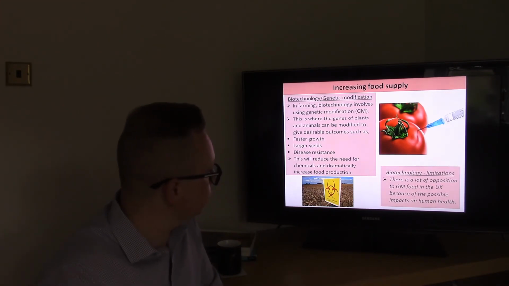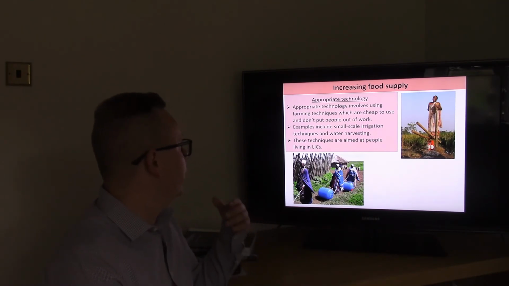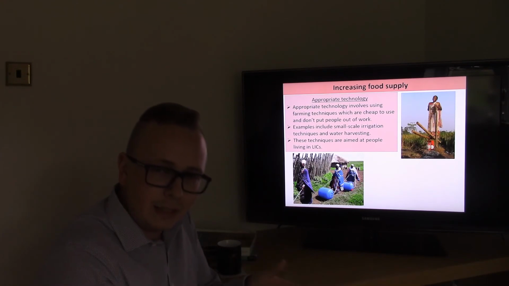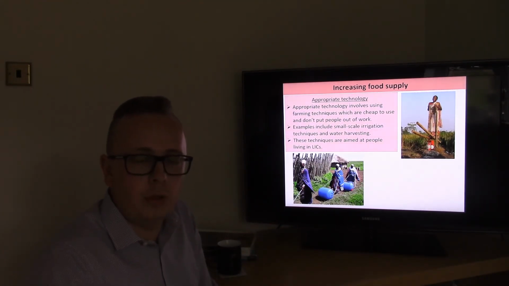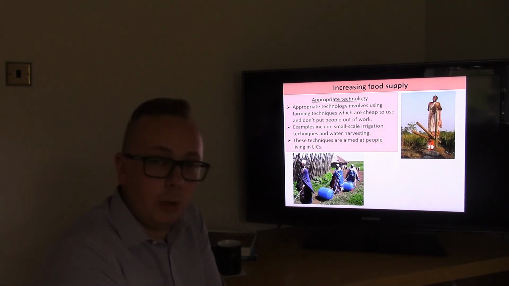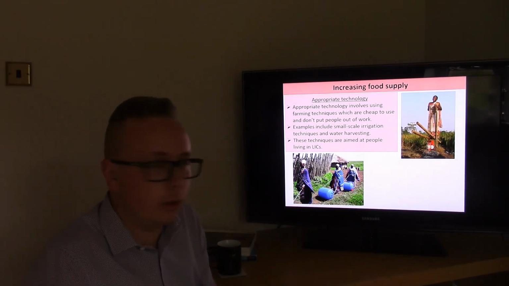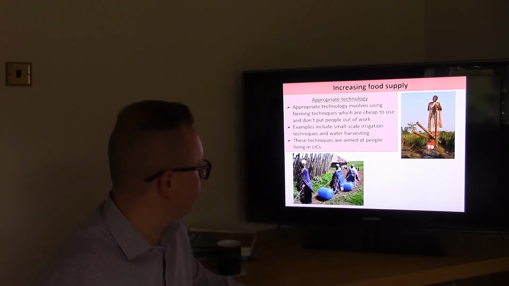And finally, appropriate technology. This involves using cheap techniques to improve food supply, but that won't put people out of work. We find that in many high-income countries, many people today don't actually work in agriculture. Even on these huge farms, very few people work there because machines can do most of the work. But we don't want to put people out of work, particularly in low-income countries.